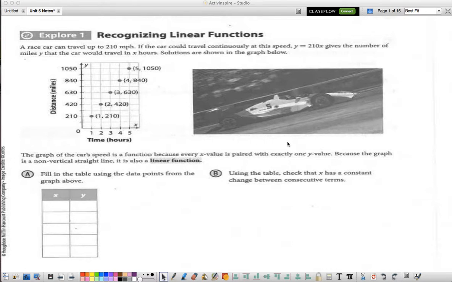Welcome to lesson 5.1. Today we're going to talk about recognizing linear functions.